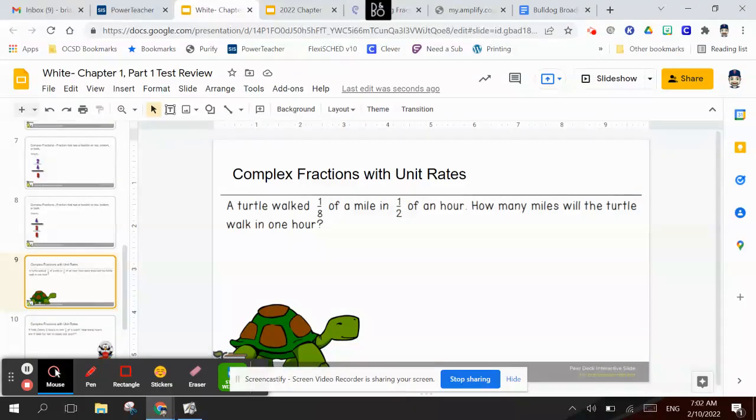Again, complex fractions with unit rates. So the turtle walked 1/8 of a mile in half of an hour. How many miles will a turtle walk in 1 hour? So I have half of an hour. So I know 2 halves equal 1. So 1/2 plus 1/2 equals 1 whole mile.